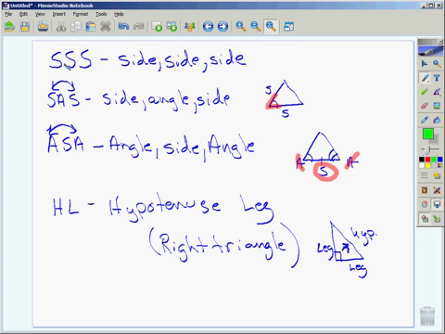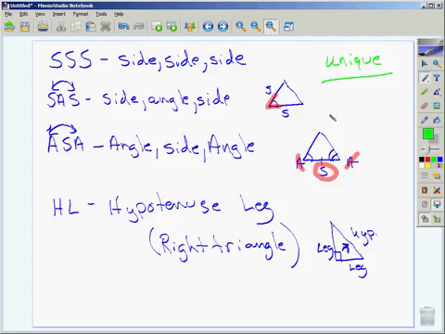These are the only 4 methods that will force a triangle to be unique or congruent, where there is only one triangle that can be drawn. If we've been given the same information and we draw it out the way we're supposed to, and we cut them out of the sheet of paper and stack them, all of the triangles would be, in fact, exactly the same.